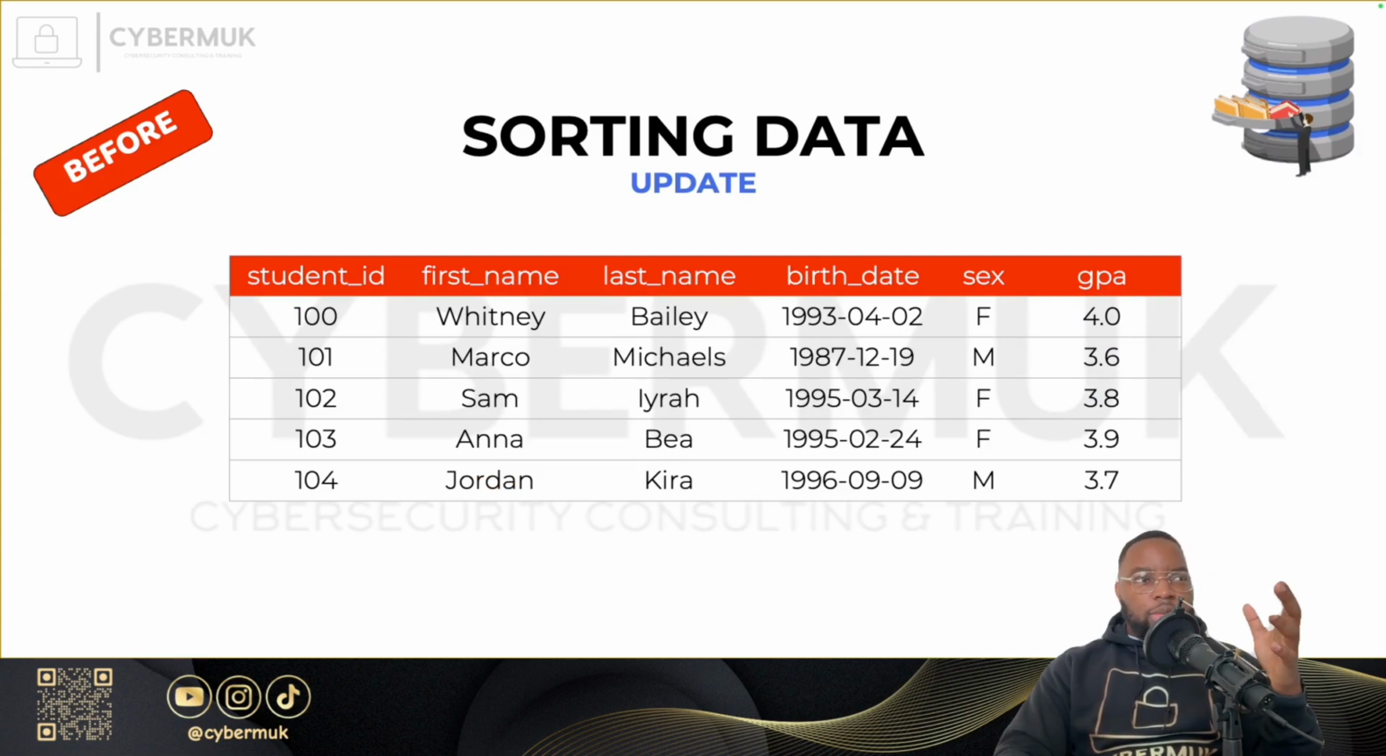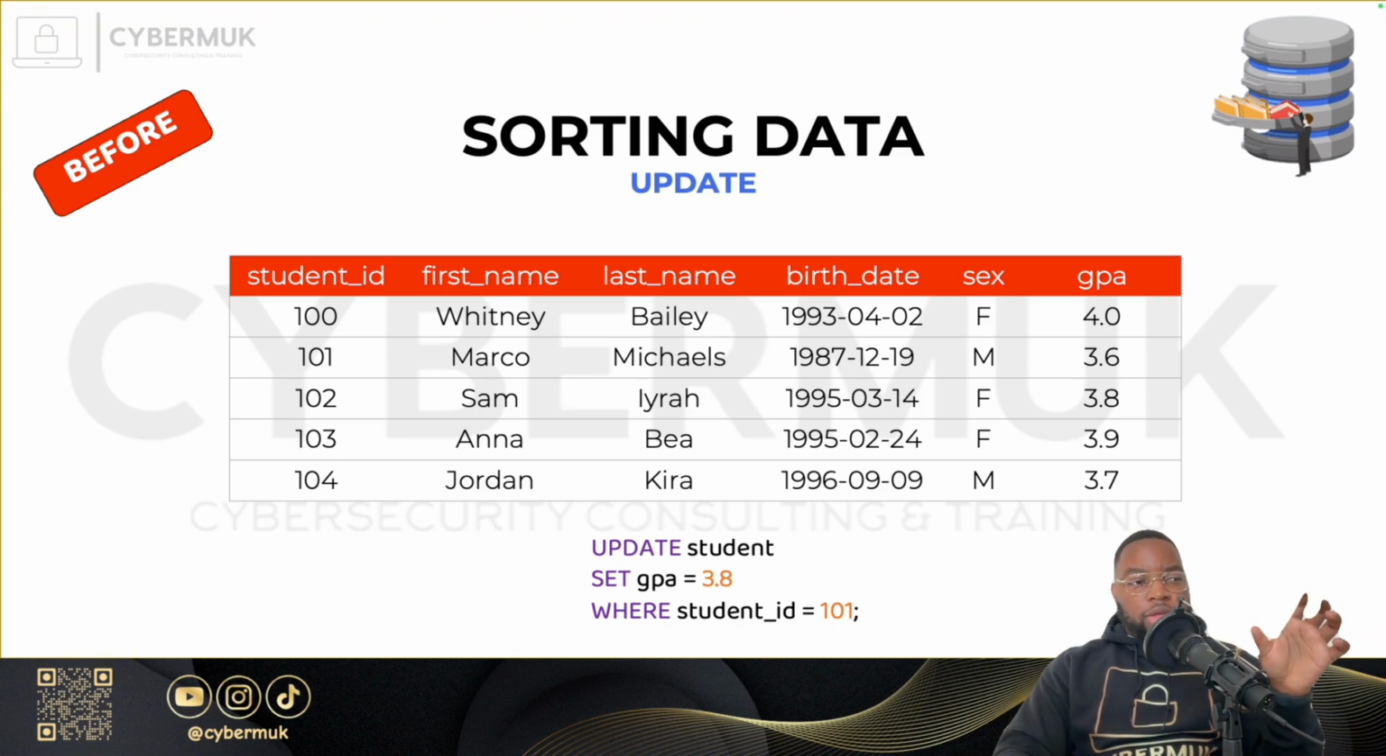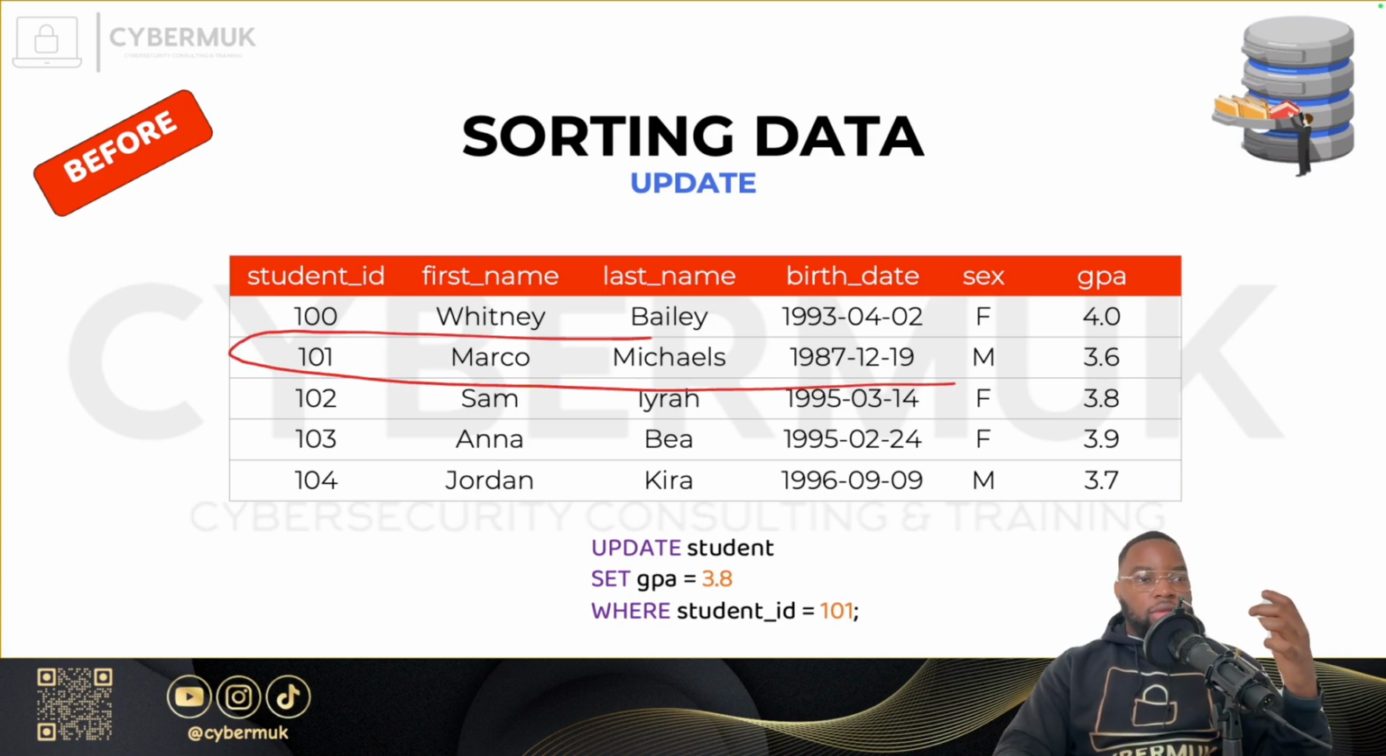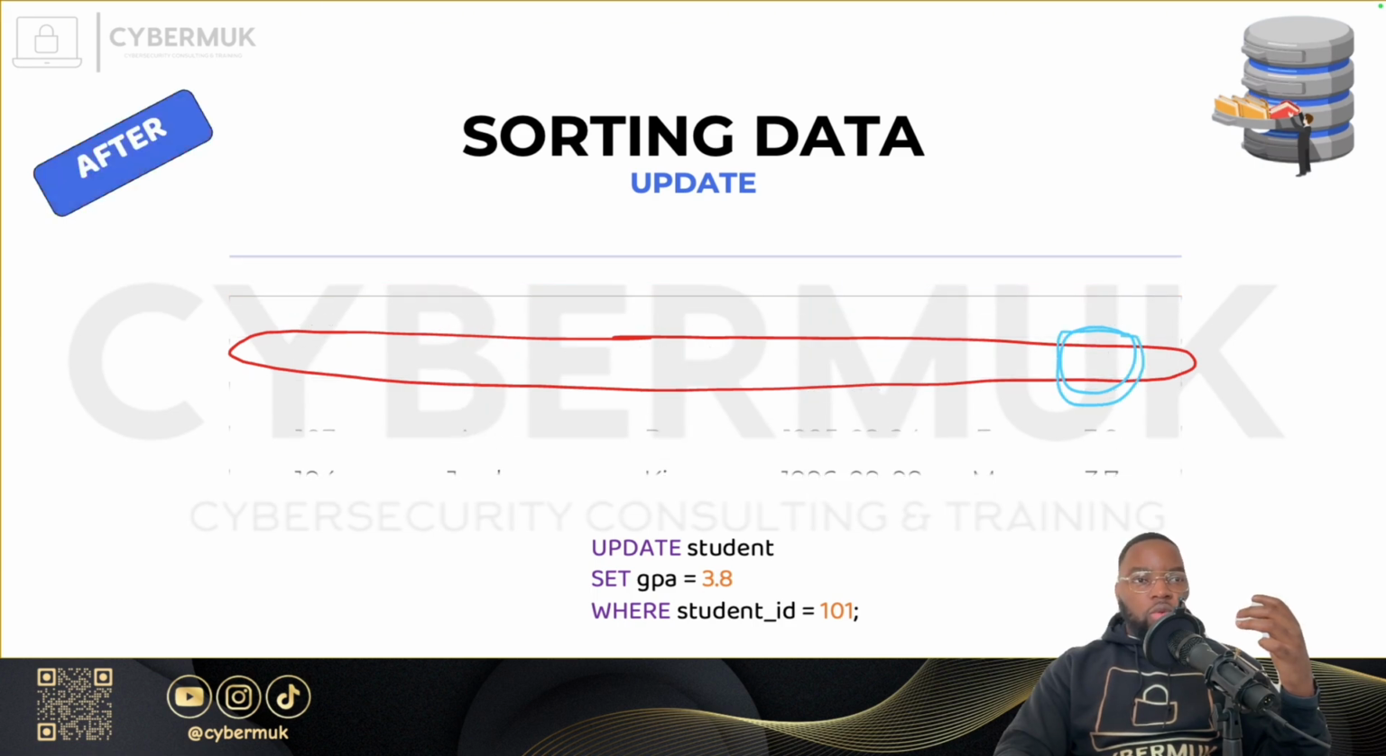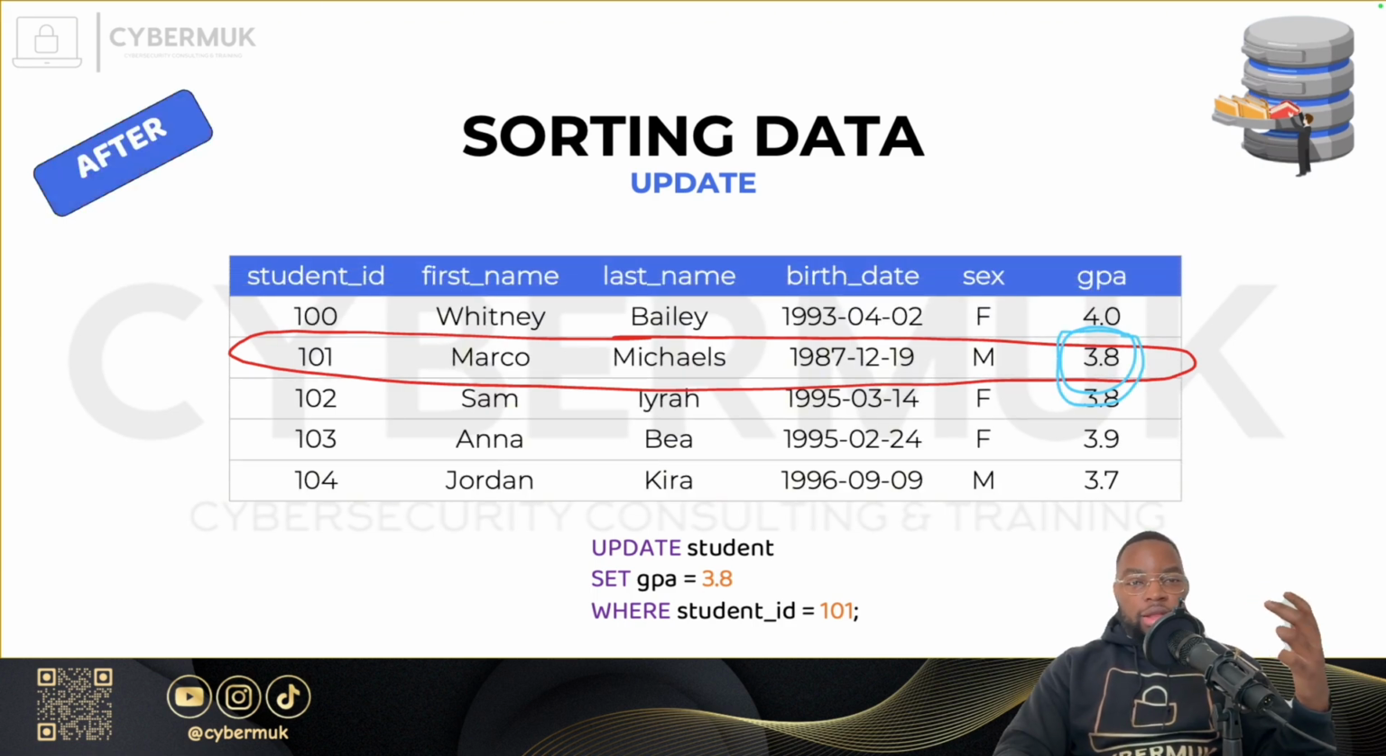At first, you have this table, right? And then you have your command, update student, set GPA, where the student ID is 101. So now Marco will leave from a GPA of 3.6 to a GPA of 3.8. If you take a look at Marco, row 2, he will leave from a 3.6 to a 3.8. So you updated his GPA.